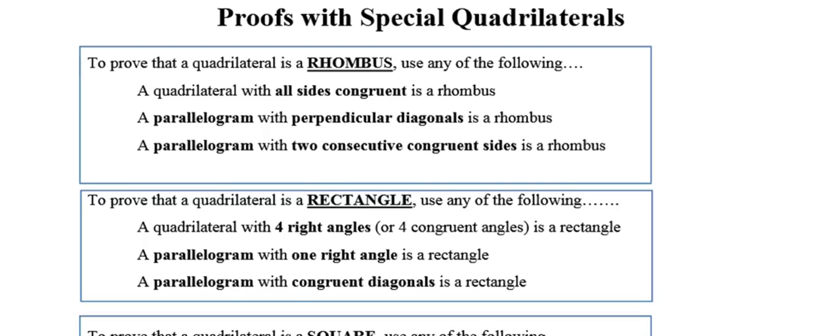We've spent the past couple of days studying properties of special quadrilaterals, and now we're going to look at how those properties can be used in proof. To prove that a quadrilateral is a rhombus, we can do any of the following. We can first of all use the definition and show that all of its sides are congruent, because we know that any quadrilateral where all the sides are congruent has to be a rhombus.